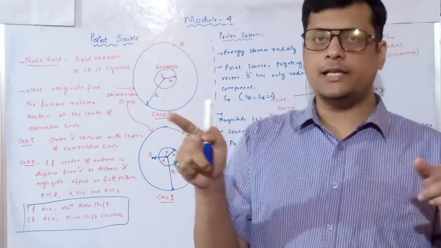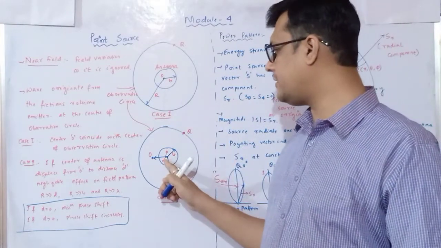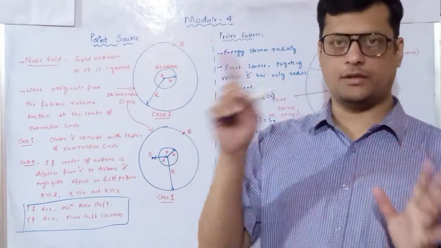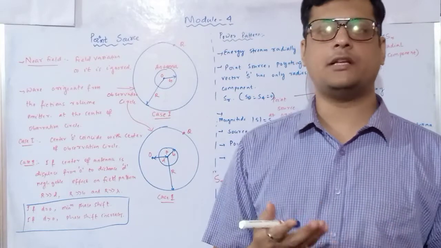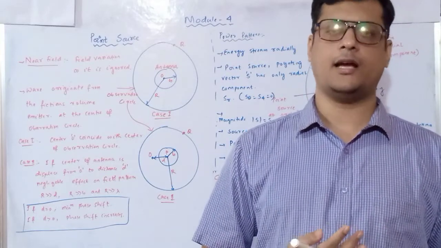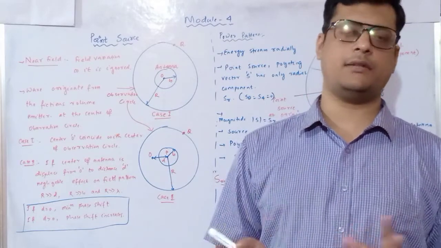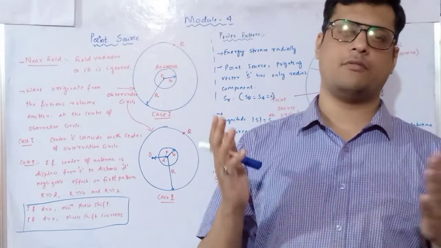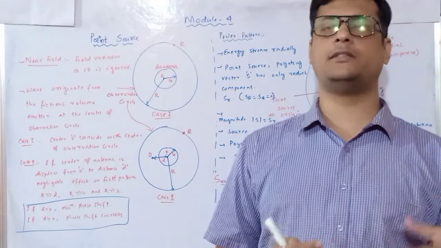But if you increase this distance D with respect to point Q on the observation circle, the phase shift will come into the picture. And this phase shift will disturb the radiation pattern, so the intensity that we are measuring at the far field is distorted.